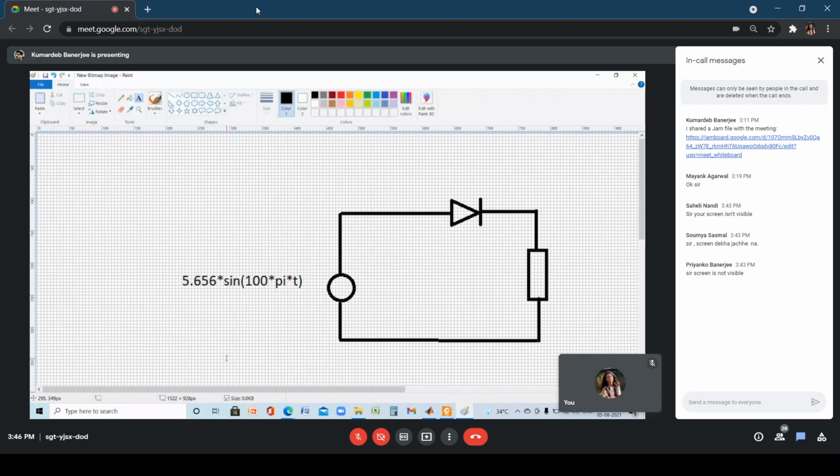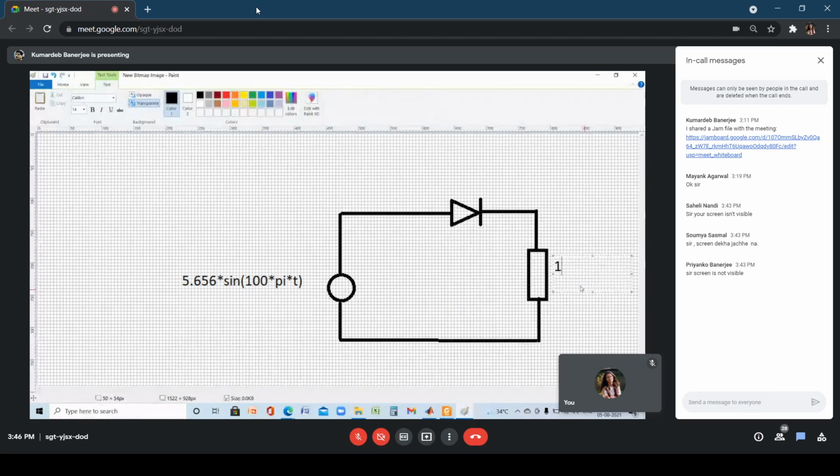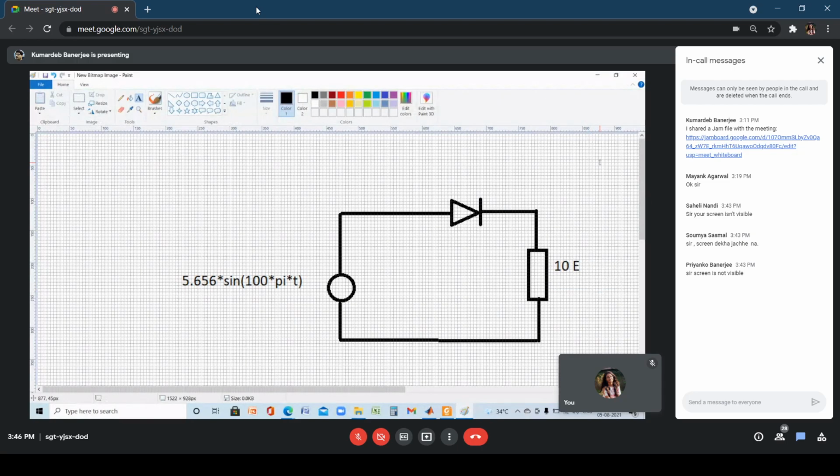I have given a sinusoid excitation, and I have a diode and a resistance whose value is 10 ohm. So this is a 10 ohm resistance. Now in engineering sense we say 10E. E means e to the power 0, so that is 10 into 10 to the power 0, which is 1, so that's 10 ohm. If I have to write 100, I will write 10E1.